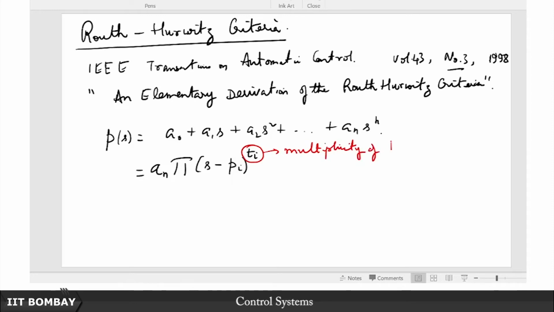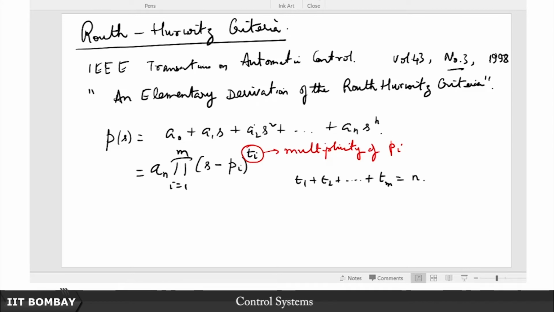Multiplicity of pi, right. So, this is one form of writing this, and i could be from 1 through m. So, basically you will then have the condition that T1 plus T2 plus dot dot dot till Tm is equal to n. Why? Because it is an nth degree polynomial.